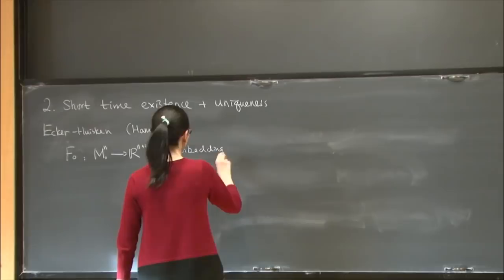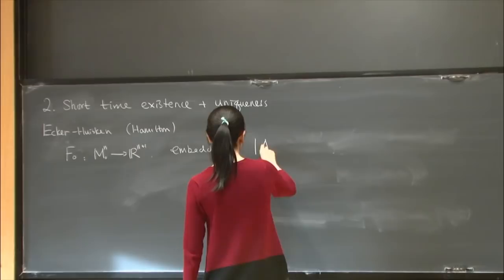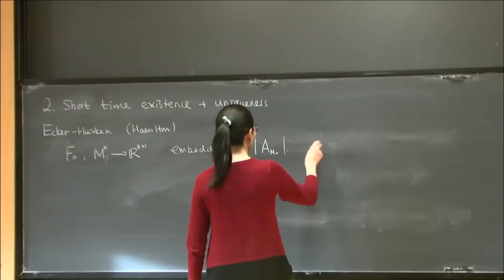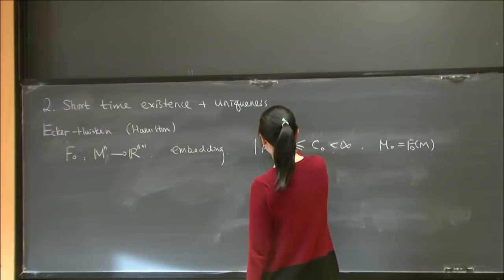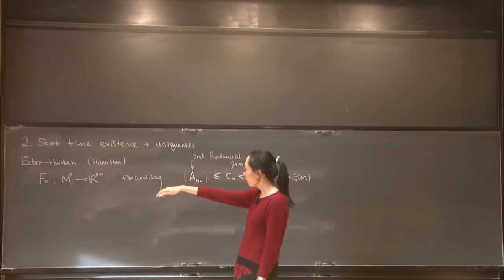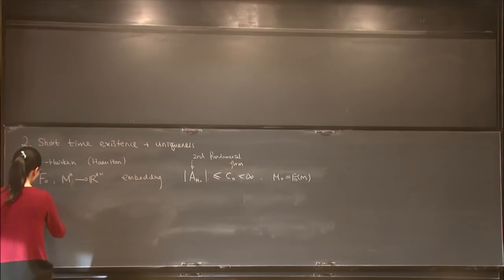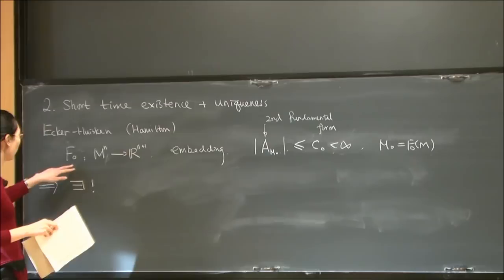here M, I don't assume M to be compact, so M may be non-compact, but if M is non-compact, then we want to make an assumption that, let me maybe use M_0. Okay, so this denotes the second fundamental form. Right, so if you start with such an embedding, then you can find a unique solution to the mean curvature flow starting from this embedding.